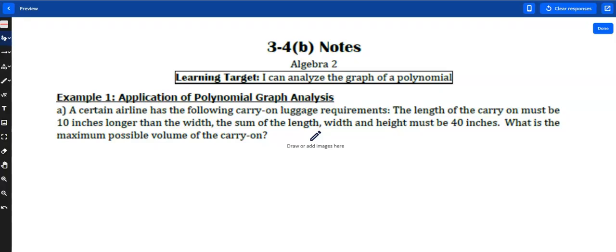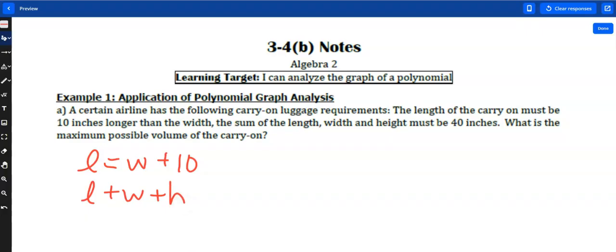The length of the carry-on must be 10 inches longer than the width. The sum of the length, width, and height must be 40 inches. So length plus width plus height must be 40 inches. Now that's kind of weird to say exactly. What is the maximum possible volume of the carry-on?